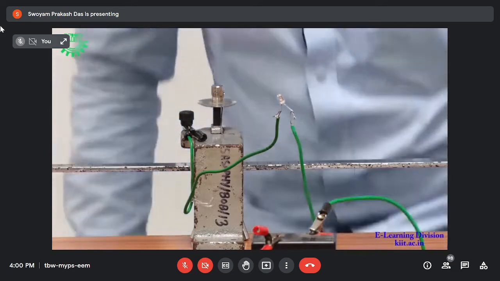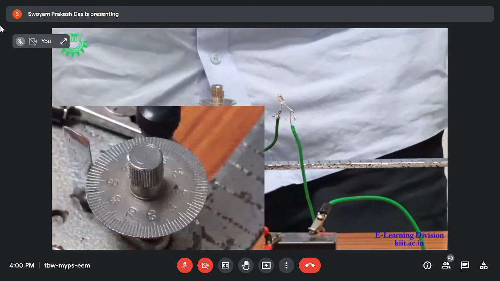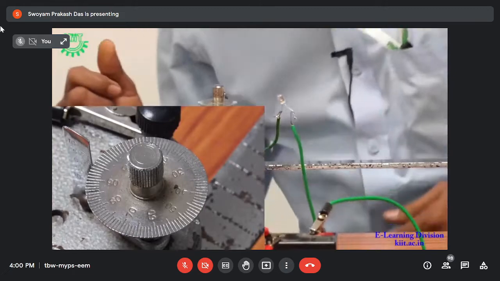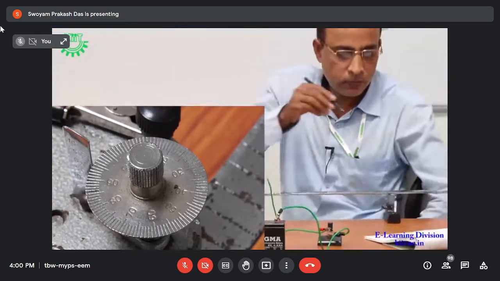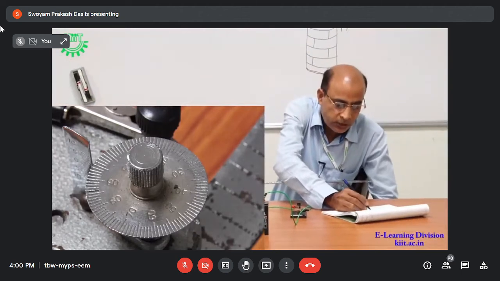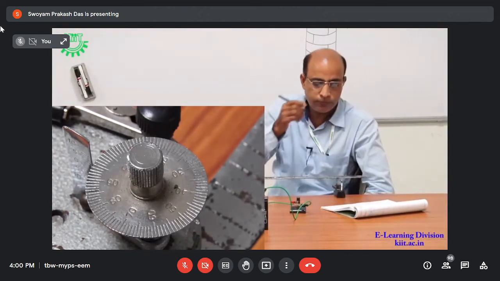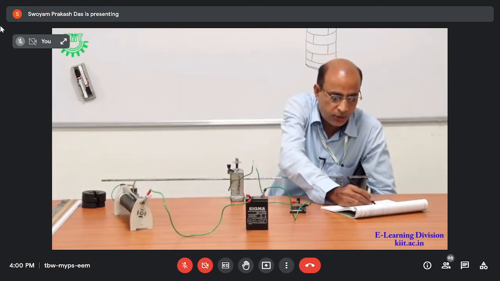Now the reading is 95. In between 95 and 96, this reference scale is present. So we will note down 95, the previous mark. That is the final reading for 1000, and rotation is 0. This 95 becomes the initial reading for 500 gram.